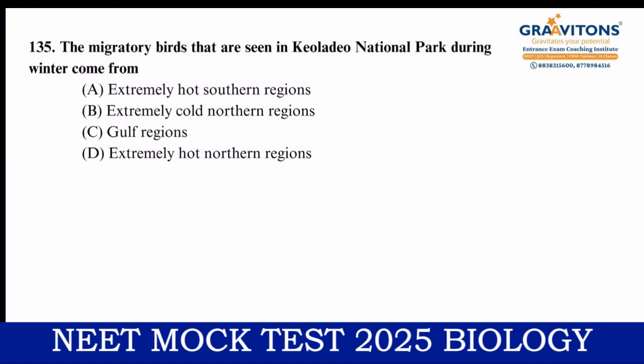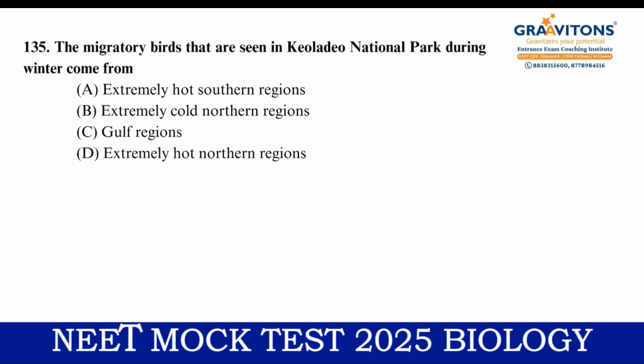The next question, the migratory birds that are seen in Kyalida National Park during winter come from. So, the answer for this is option B, extremely cold northern region. So, this is a type of escaping the climatic conditions there. So, they will be visiting Kyalida National Park during this winter season. So, they escape the extreme winter there and they migrate to the national park.